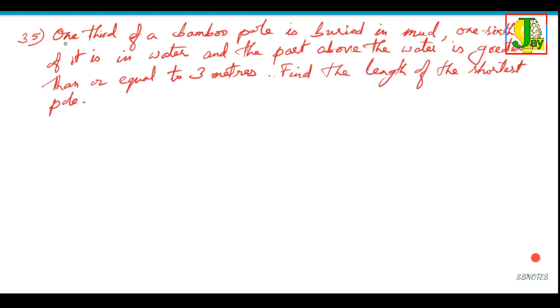Now in this question we have an example of a word problem. 1/3 of a bamboo pole. We don't know the length, so we have to take that length as x. So 1/3 of that length is buried in mud, 1/6 is in water, and the part that is above the water is greater than or equal to 3 meters.